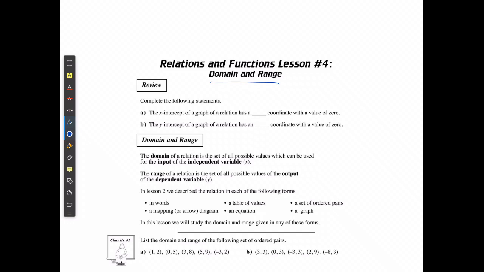Okay, so let's take a look at relations and functions lesson number 4, where we're going to focus on domain and range. So if we're completing the statements, the x-intercept of a graph of a relation has a blank coordinate with the value of 0. Well, if it's x-intercept, then it's going to be y is equal to 0. At the same rate, as we've already seen, if it's a y-intercept, that means that x is always going to have a value of 0.